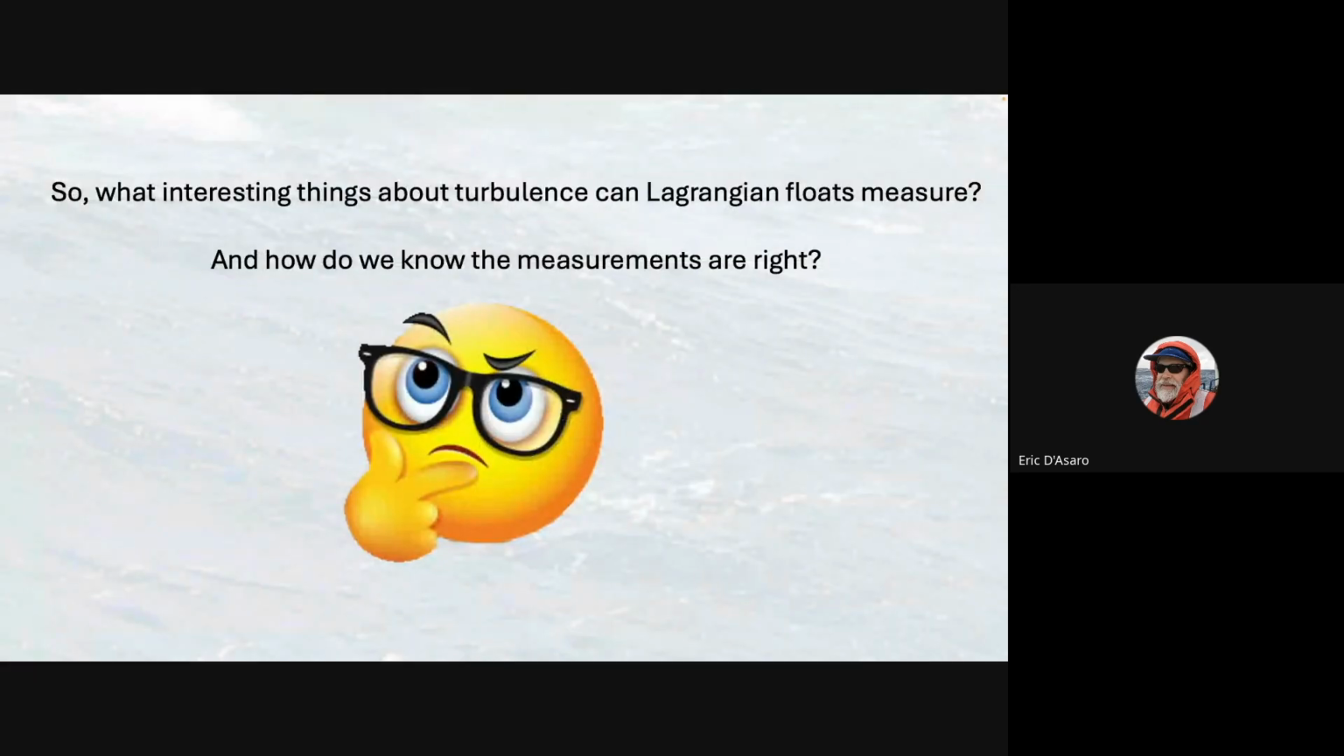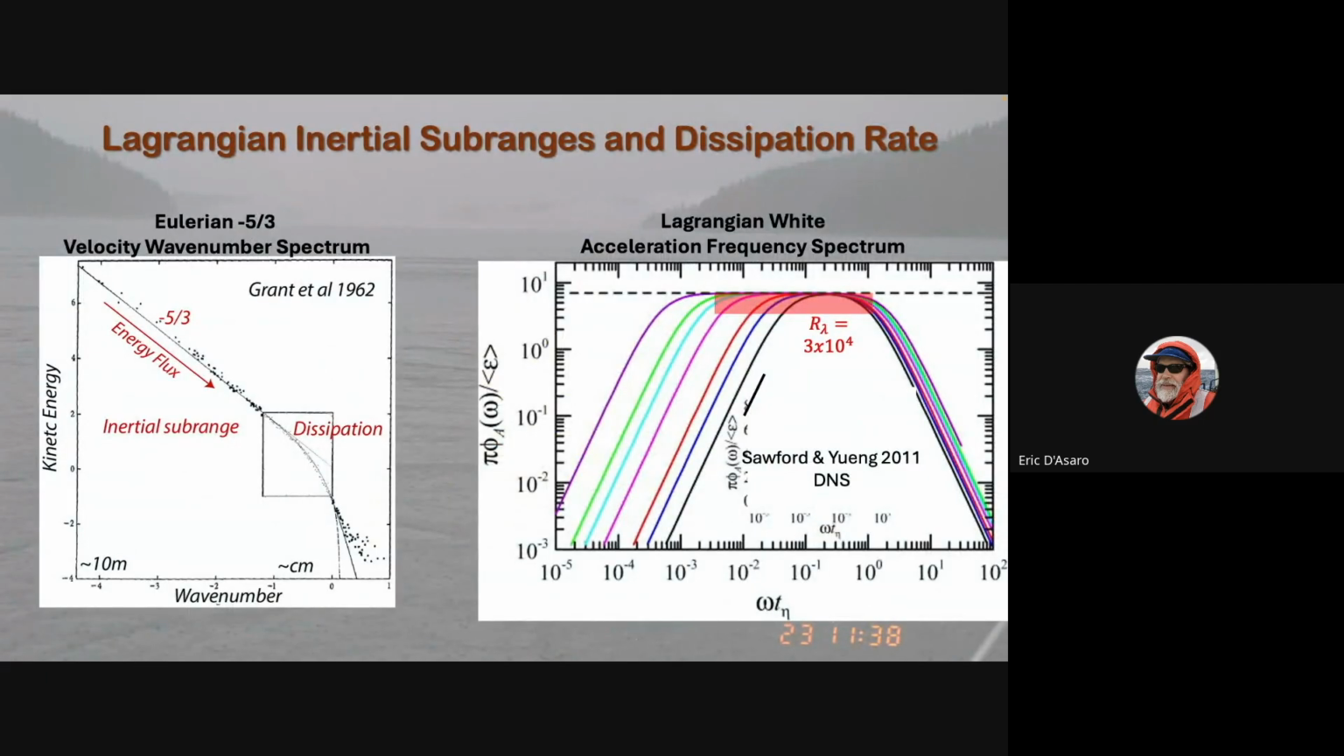What interesting things can we measure, and how do we know the measurements are right? If you're measuring a new quantity, everyone will say, well, I don't think it should look like that. How do you know it's right? Because it's a new thing, so nobody else is measuring it. So how can you prove to other people that it's right?